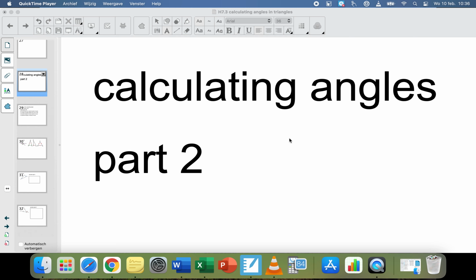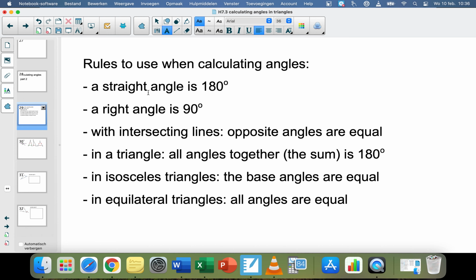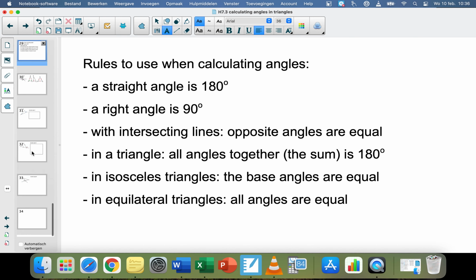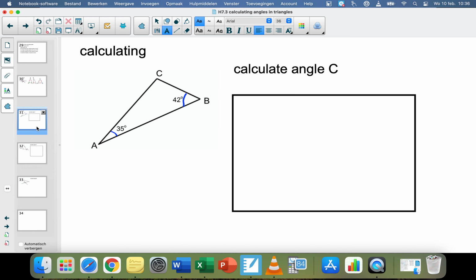In this second video on calculating angles, we are going to use all the rules and recognizing the rules of video 1 to actually calculate angles in some triangles. So a very brief recap: all the rules: straight angles, right angles, opposite angles, the angle sum of a triangle, and the isosceles triangles and equilateral triangles have equal angles. So we're going to use not all of these rules in this video, but we are going to look at some of them to actually use them calculating angles.